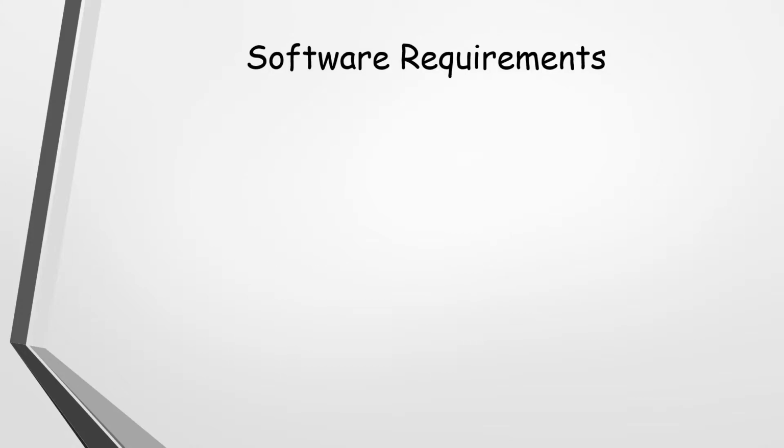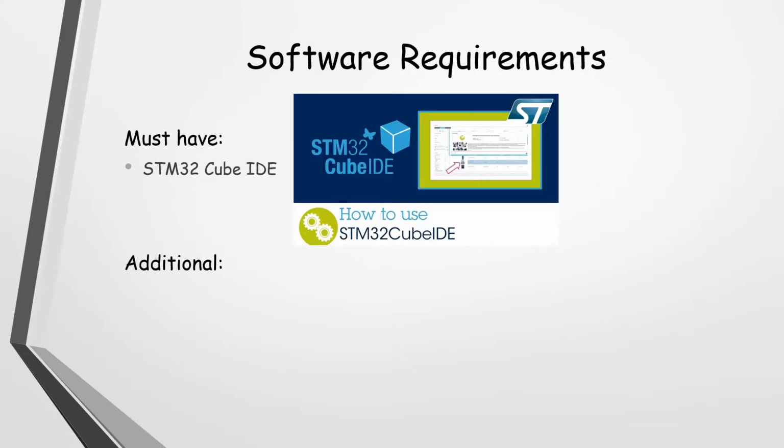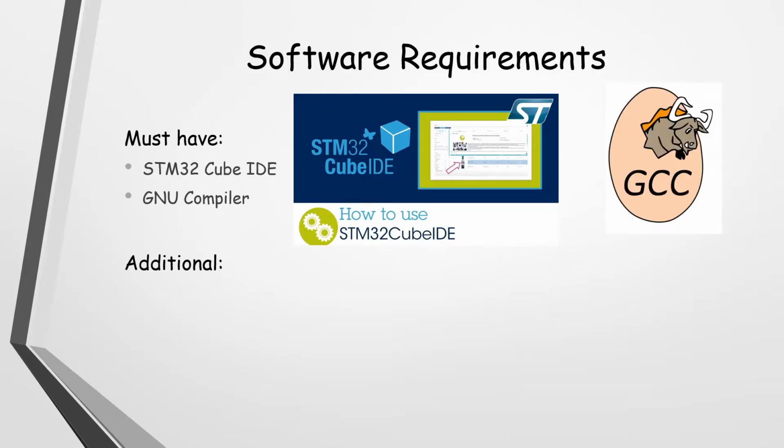All right, so next moving on to the software requirements. According to me, two softwares are must have for you and two are additional. The must have first one is the STM32CubeIDE and CubeMX, as said earlier. The next one is the GNU compiler. It should be installed on your PC, and I will show you all the installation procedures later in this part of the video, or I will give the link in the description box below.